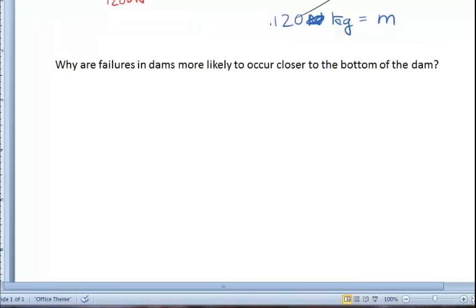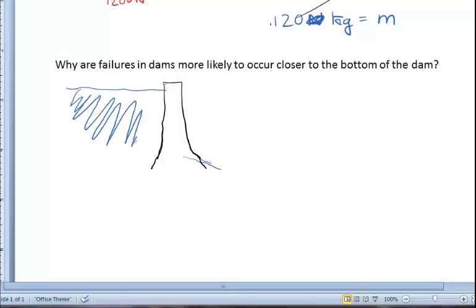So let's look at a question that asks, why are failures in dams more likely to occur closer to the bottom of a dam? Well, let's look at something like this. Here's Hoover Dam, and we've got our water backed up behind it, and it comes out down here at the bottom through some little sluices and so forth. So here we go. We've got this great big tall dam, with all this water, and they make it thicker. Why? Because the deeper you get, the more there is weight of the water above it, and the higher the pressure. So down here, just as with the submarine problem, you have higher pressure. So breaks in dams are much more likely to occur closer to the bottom of the dam because that's where the high pressure is.